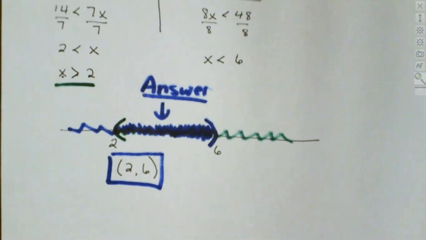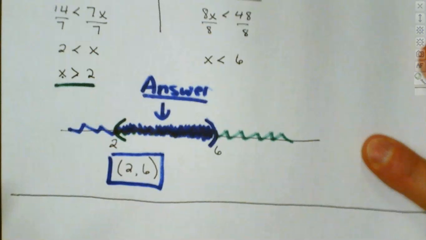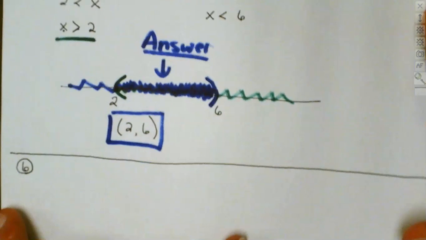So that was question number 2. We also asked about question 6. Now, question 6 has a negative. And what happens when we divide by a negative? Well, in an inequality, when we divide by a negative, that's going to flip our signs. So let's see what we've got first.